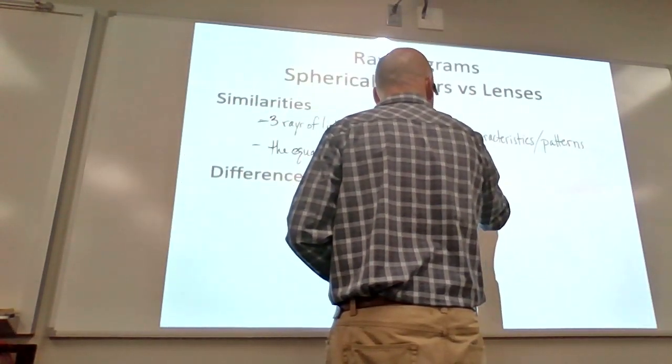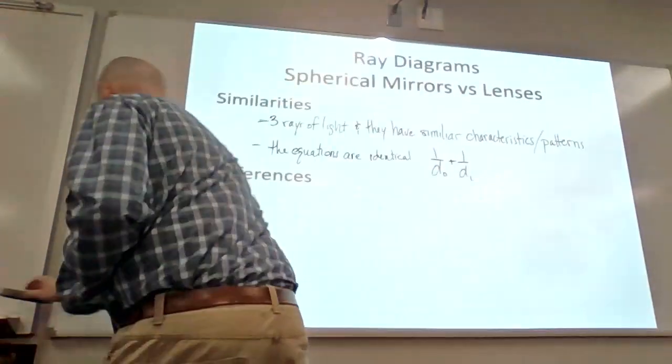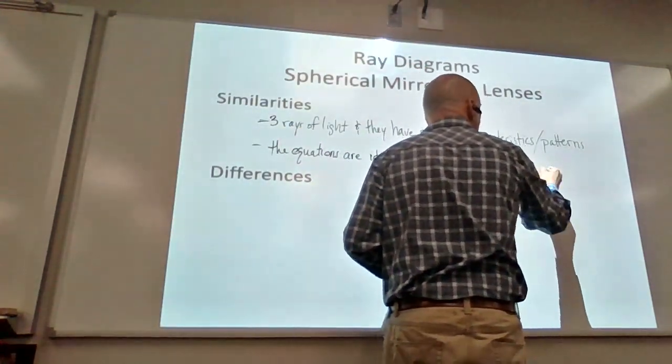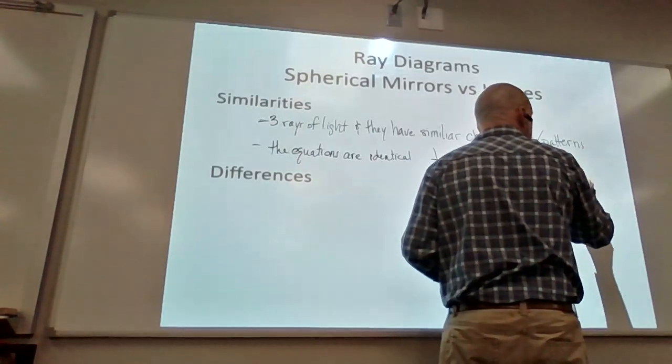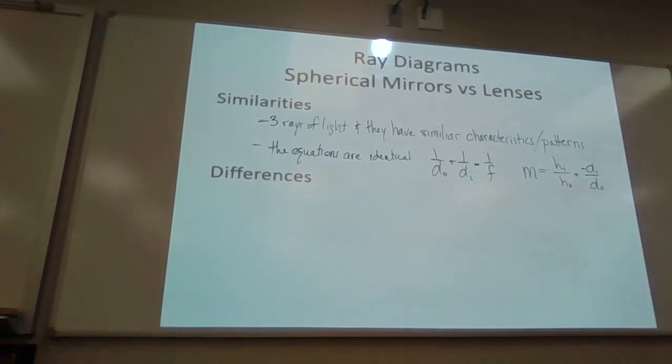One over the object distance plus 1 over the image distance is equal to 1 over the focal length. And magnification is equal to the ratio of the height of the image over the height of the object. It's also equal to the negative image distance over the object distance. Okay.